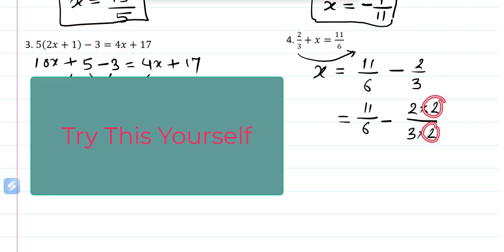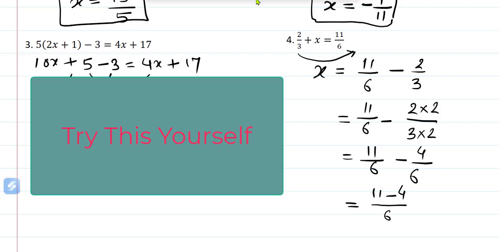That means now we have 11 divided by 6 minus 4 divided by 6. Now since we have the same denominator, which is 6 in this case, so 6 there, 6 here. Now we can simply write this relation as 11 minus 4 divided by 6. And that is also equal to now.